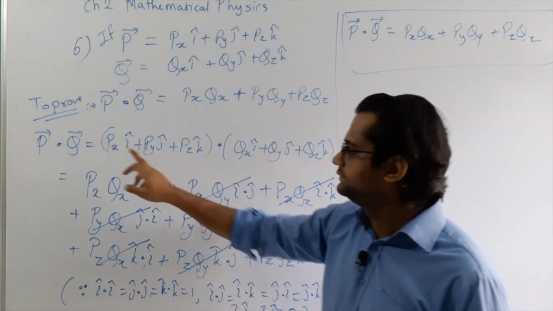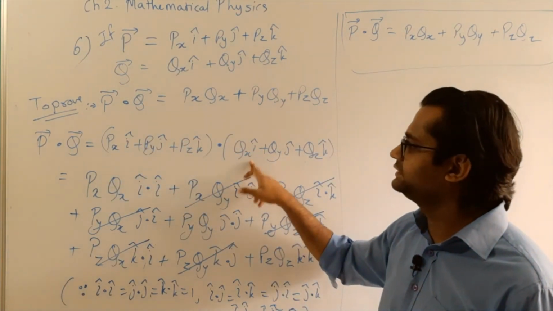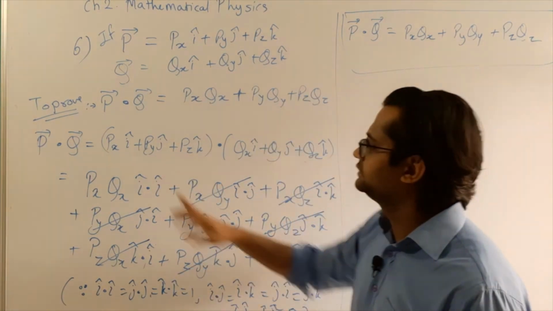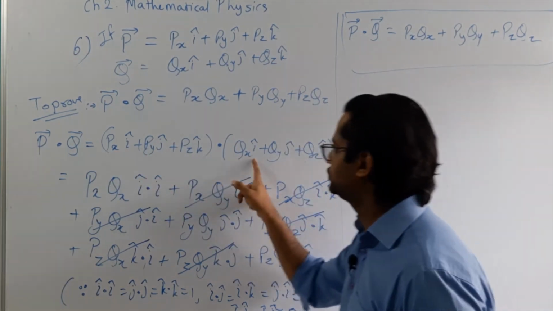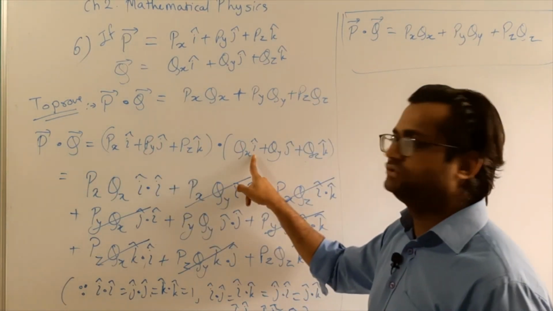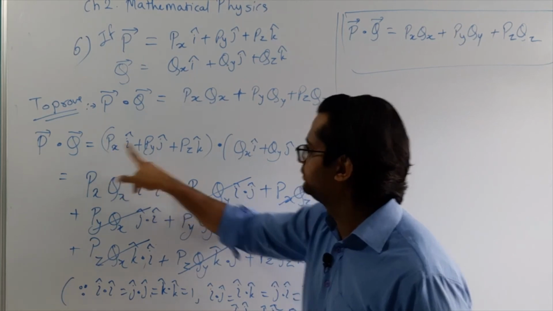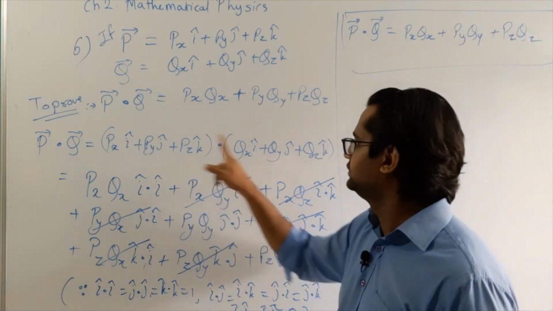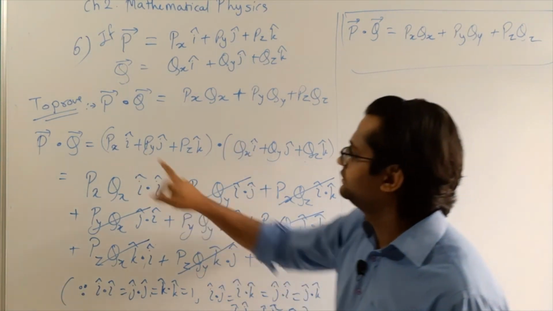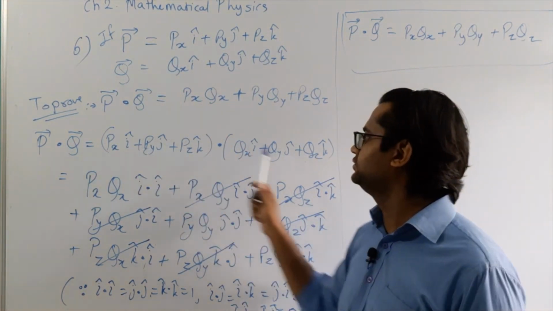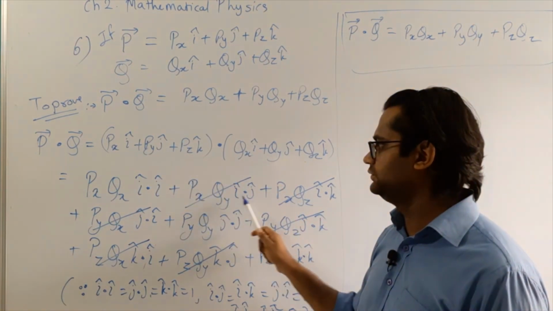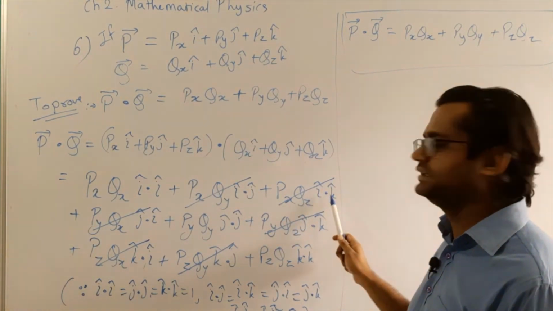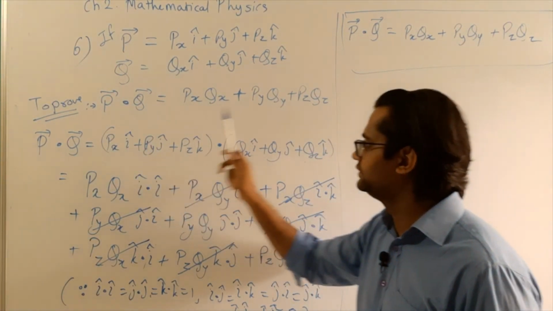Now what will we do? We will multiply the first term by the second vector's terms, normal multiplication only. So the first term into the first term will be px into qx. This i cap and i cap are unit vectors, so we will write a dot product here. So px into qx, since these are numbers, i dot i, plus, now the first term into the second term, px into qy, i dot j. In the same way, we will multiply the first term by the third term, px qz i dot k. Now we have multiplied the first term by all terms.